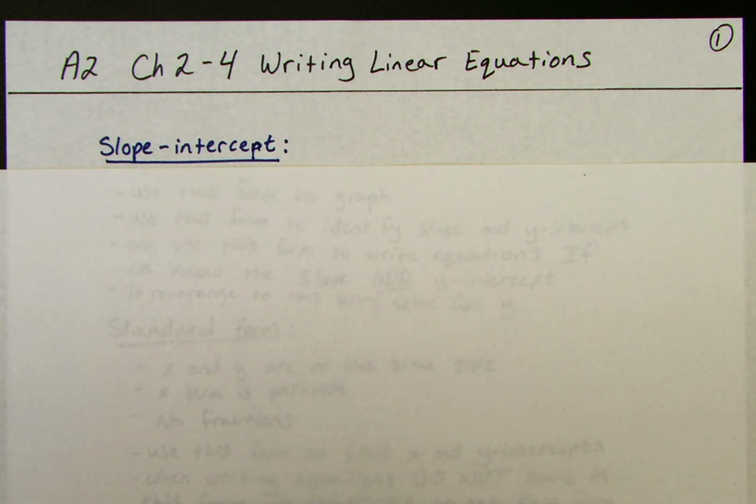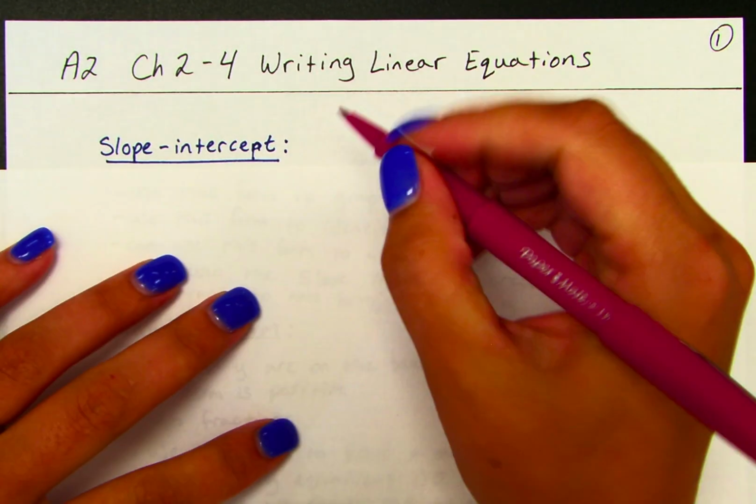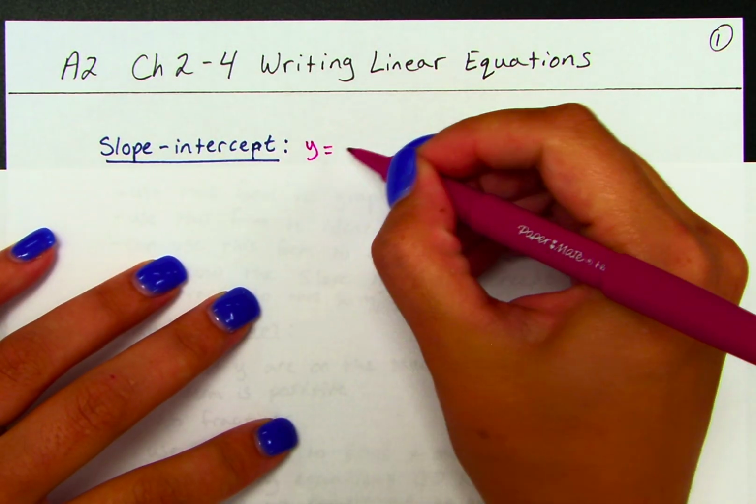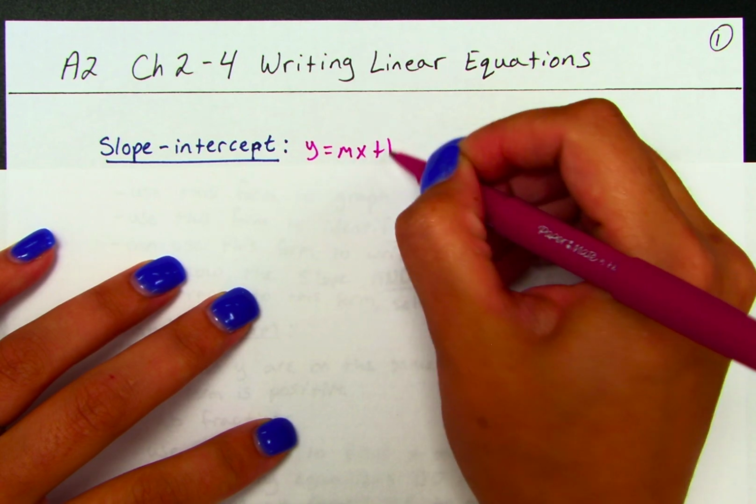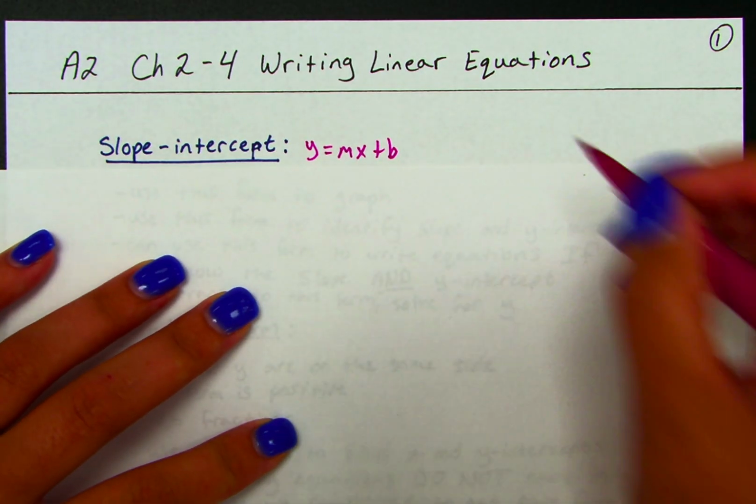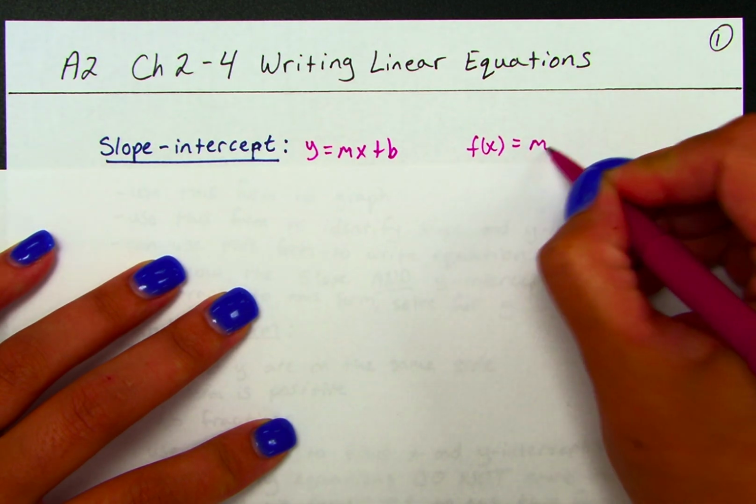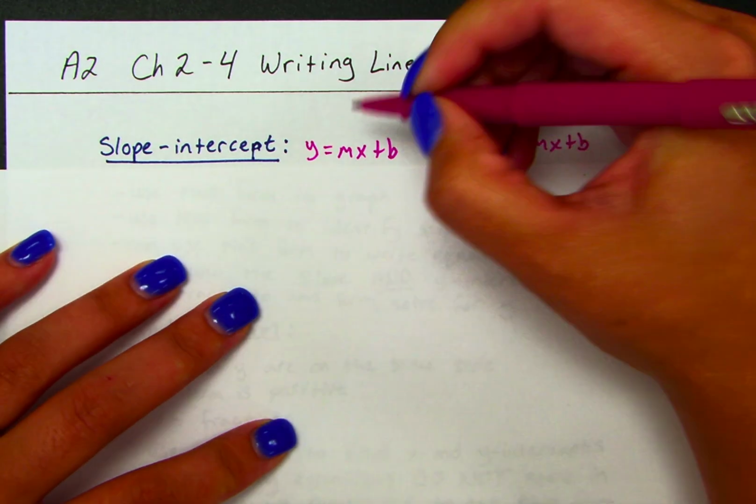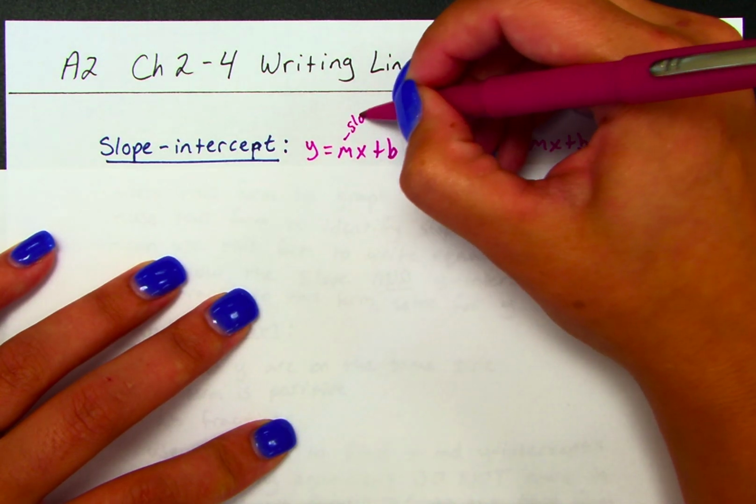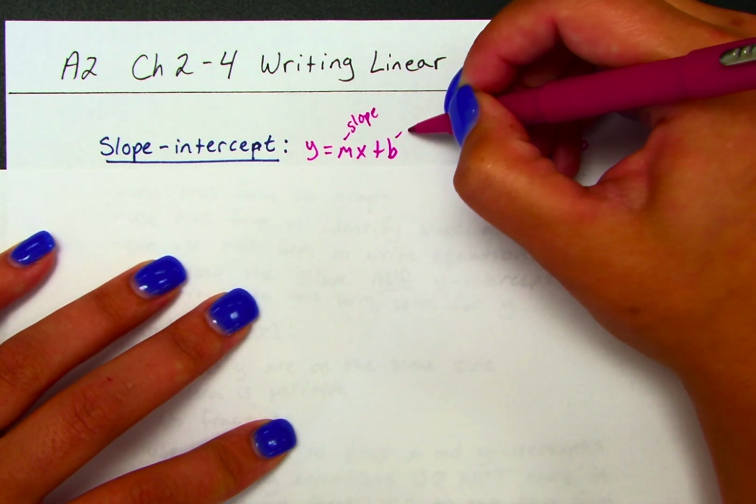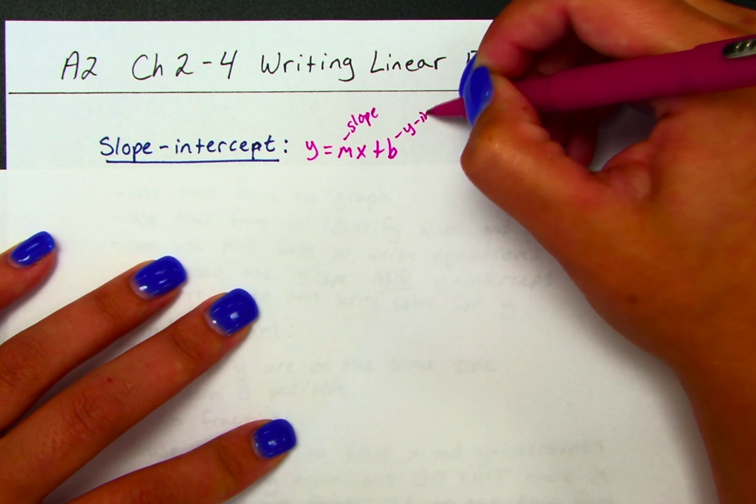The first one is our slope-intercept form, which is the one we are most familiar with. That is y equals mx plus b. Or if we're in function notation, then we would write it as f of x equals mx plus b. The m is our slope, b is the y-intercept.